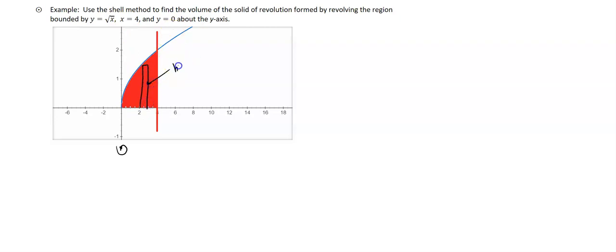And my h of x here will be the square root of x. So the distance from the axis, p of x, will just be x. It's the distance from 0 to x for whatever x is, and of course the height is the square root of x. And then a is going to be 0 and b is going to be 4 because those are the bounds of my region. So v will be 2 pi times the integral from 0 to 4 of x times the square root of x dx.